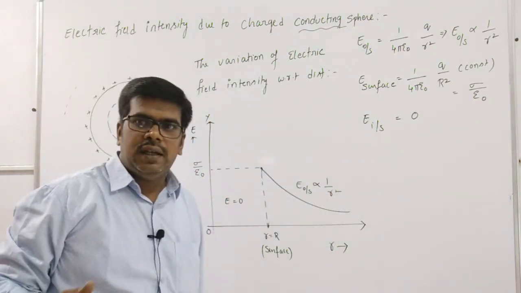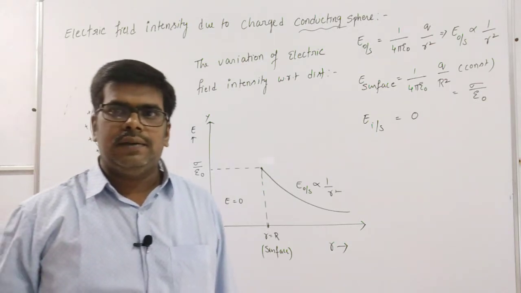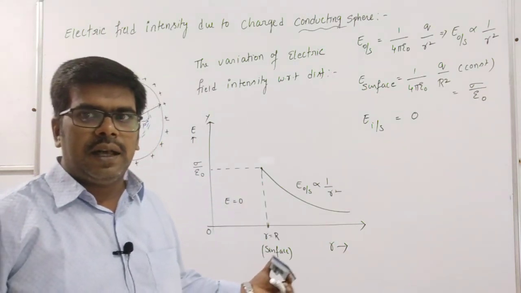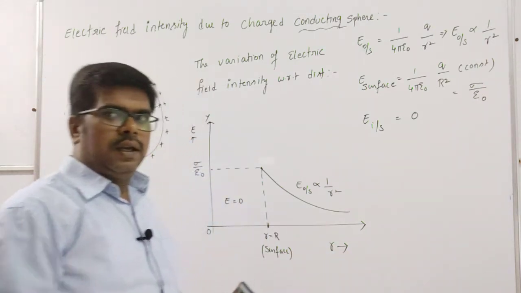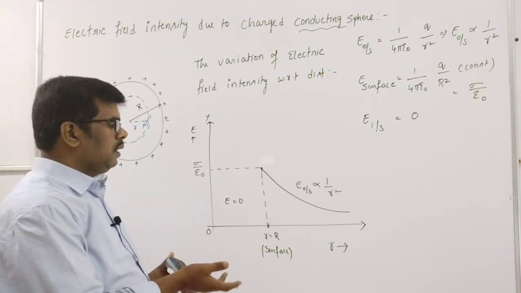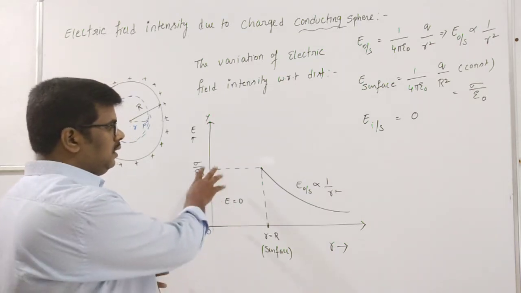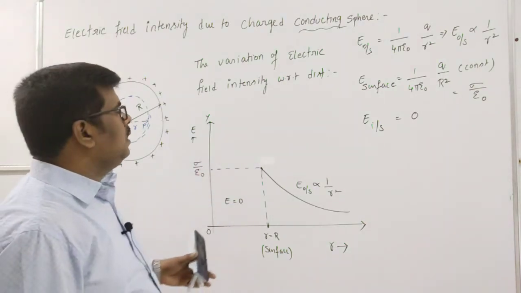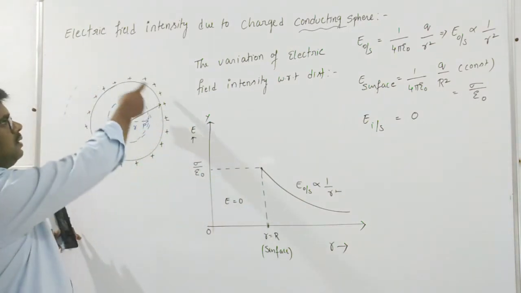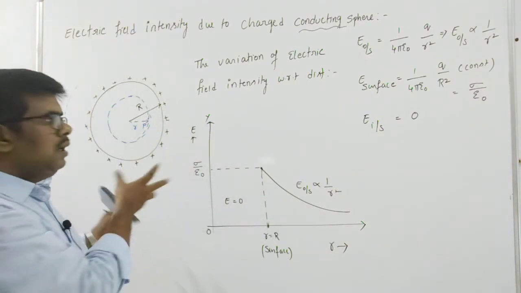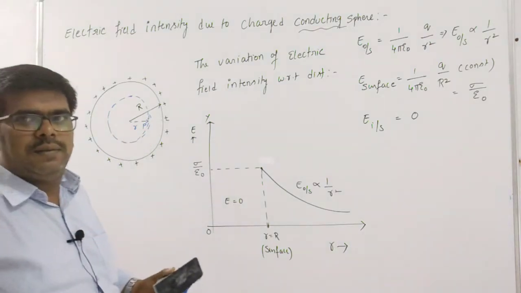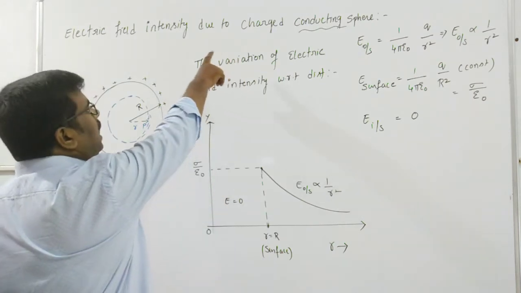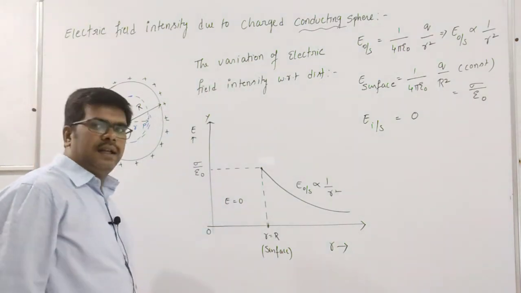As you see, you can observe the same kind of graph for the electric field intensity in the conducting cylinder case also. There the same scenario will be repeated. The only difference is the construction: there you construct a Gaussian cylinder around the charged body, and here you construct a Gaussian sphere around the charged body. That's it. Here we finished the electric field intensity due to a charged conducting sphere.